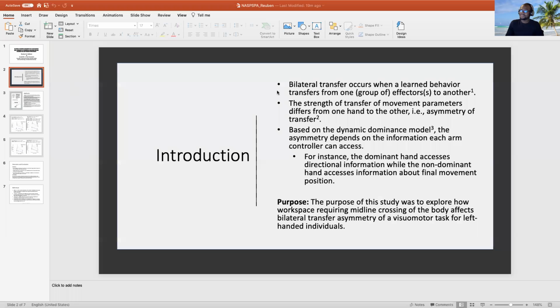I'll begin this presentation by explaining what bilateral transfer is. It's basically a phenomenon that occurs when a learned behavior transfers from an effector or a group of effectors to the other. The strength of transfer for some movement parameters differs across hands, and this is known as the asymmetry of transfer.